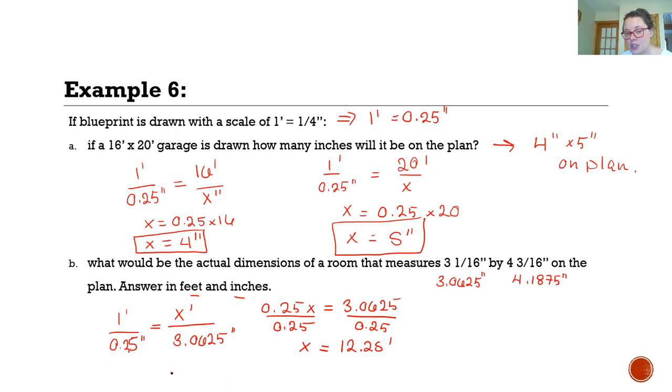0.25 feet is how many inches? 0.25 feet times 12 gives me 3. So that's equal to 12 feet and 3 inches.